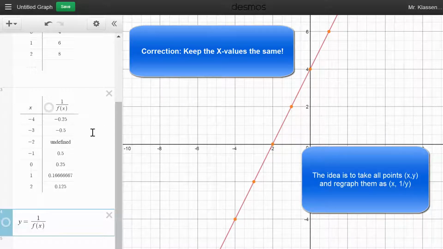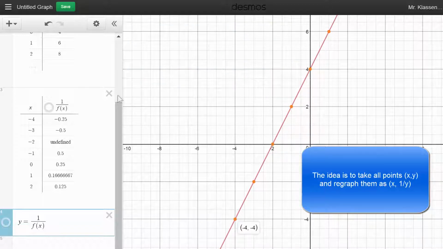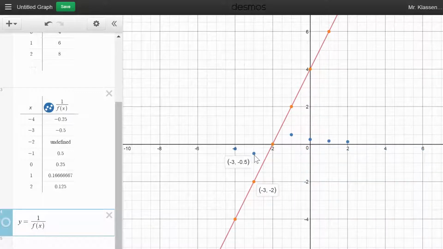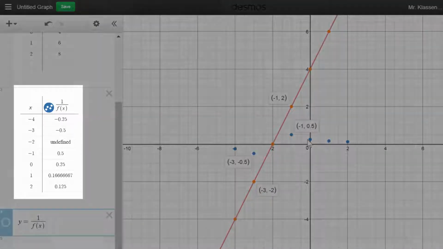So instead of (-4, -4), looking at (-4, 1/4). And instead of (-3, -2), looking at (-3, -1/2). Instead of (-1, 2), (-1, 1/2), the reciprocals. And you can see all of them in the table of values here on the left.